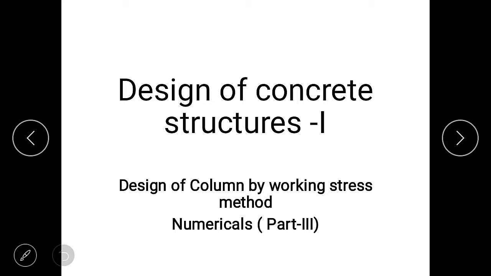What is a column? Types of column. What is reinforcement? What is lateral reinforcement? What is longitudinal reinforcement? What is transverse reinforcement? We already studied all of this in part 1 and part 2. So in this part 3, we are going to solve numericals of column.